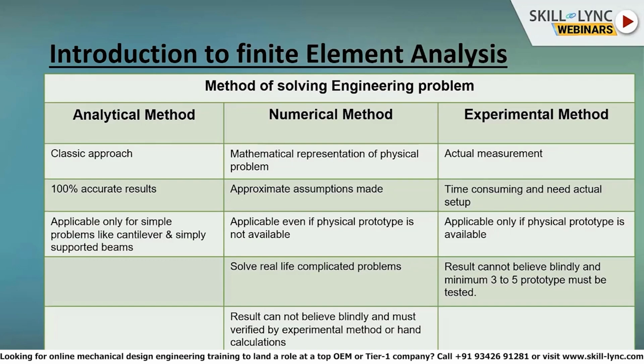And basically the biggest disadvantage I can say for the experimental method: if we want to go with a lot of design iterations, then it takes a lot of time to complete each prototype, which involves cost as well as time. So the experimental method is there, but it is very time consuming. So if we compare all these 3 methods, numerical method is one of the best methods which we are using nowadays to solve any mechanical engineering problem.